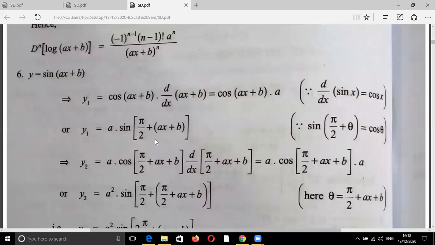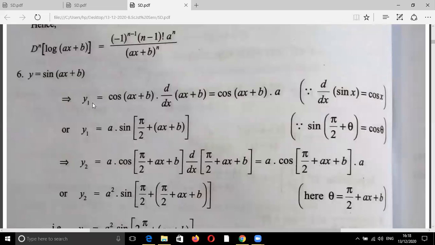Now the next one is y is equal to sin ax plus b. If y is equal to sin ax plus b, then you have to find out the nth derivative. That is yn you have to find out. First you have to differentiate y with respect to x. This is also the same process. First you have to get y1, then y2, then y3. Then you have to generalize and write the value of yn.